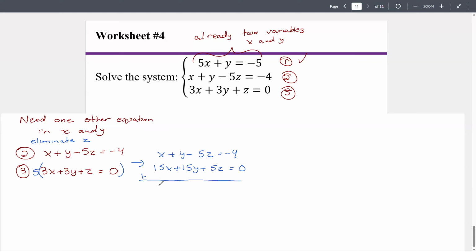So when I add that together, I end up with 16x plus 16y, and that is going to equal -4. So if you wanted to at this point, like I said, this is my new equation, 4. We could simplify this. Everything's divisible by 4, so you could say that it's just 4x plus 4y equals -1, just to make life a little easier on us.